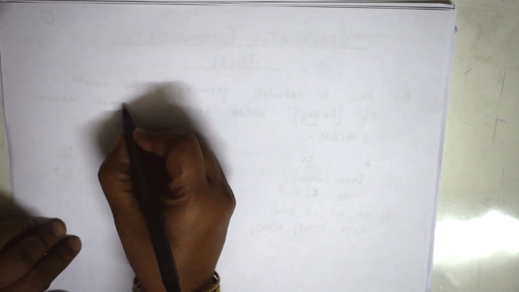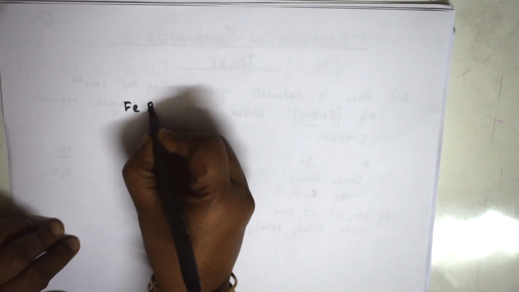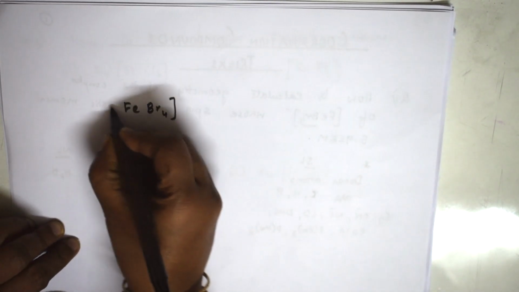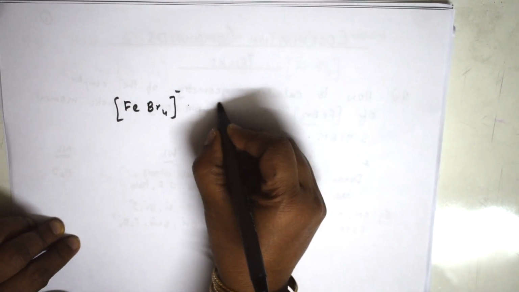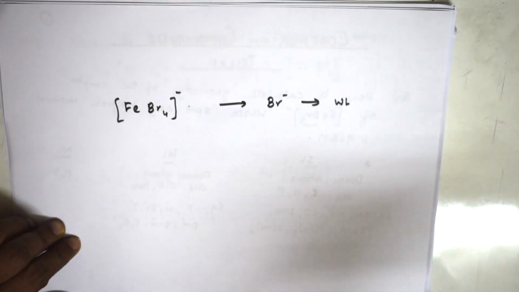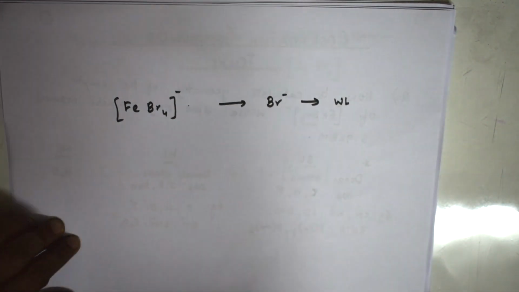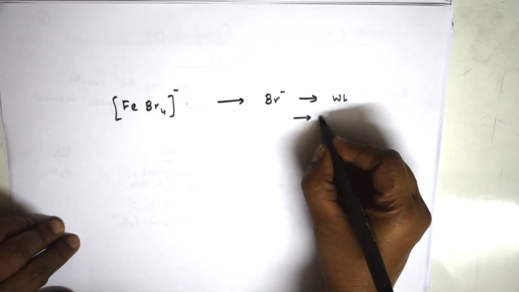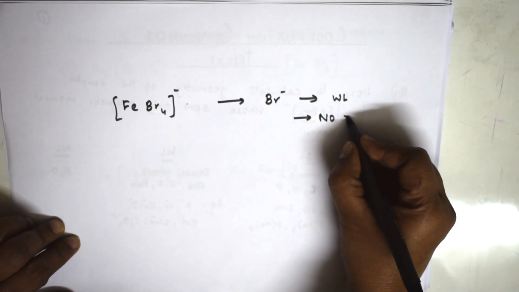Now I'm going to apply this concept. See here, in FeBr4 there are two options, and I have to predict the geometry. FeBr4 minus: I know Br minus is a weak field ligand. In a weak field ligand, will rearrangement or pairing happen? No rearrangement will happen.